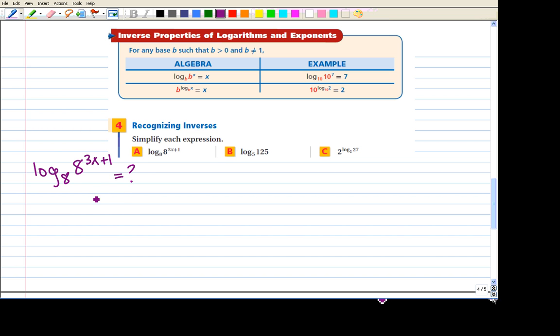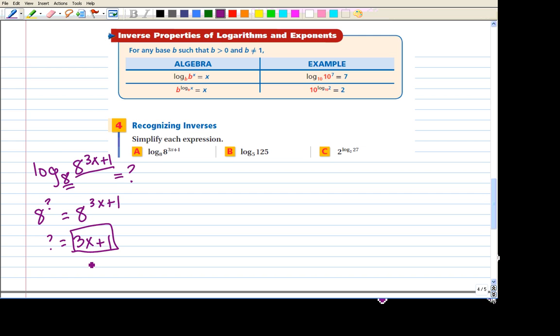Well, if I rewrite this as an exponential expression, I'll have this base of 8. What it's equal to will be my exponent, so 8 to what power? 8 to the question mark equals 8 to the power of 3x plus 1. Okay, well if I've got 8 to the something equals 8 to the 3x plus 1, that something must be 3x plus 1. So that would be our final answer right there: log base 8 of 8 to the 3x plus 1 is 3x plus 1.